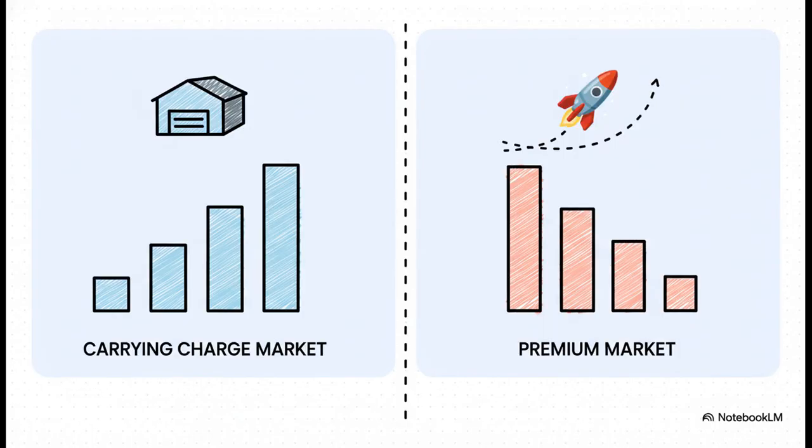So let's just put them side by side to make this crystal clear. Carrying charge, normal. Future costs more. Premium, abnormal. Today costs more. And here is the absolute key takeaway for you as a trader. Premium markets are where you hunt for those explosive, parabolic bull runs. That's the environment where they're born.